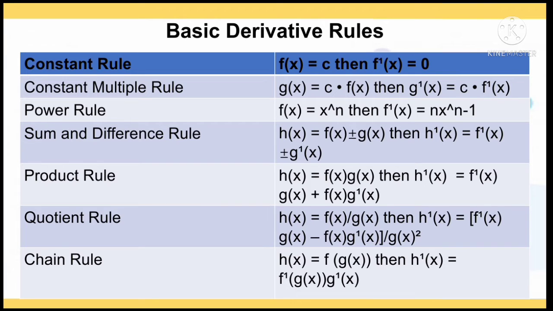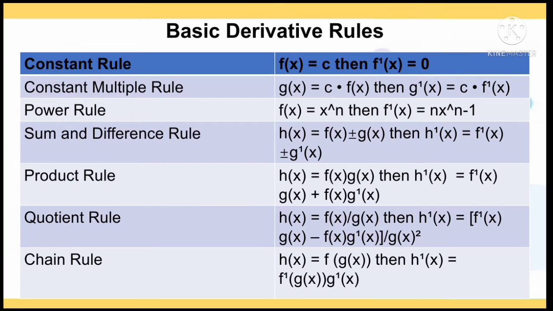Next would be the product rule, where h of x is equal to f of x times g of x, then h prime of x is equal to f prime of x multiplied by g of x plus f of x multiplied by g prime of x. Or, let me read it again. The derivative of the function h of x is equal to the derivative of f of x, multiplied by the given g of x, plus f of x multiplied by the derivative of g of x.